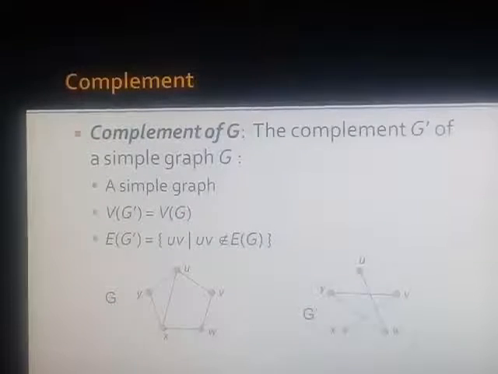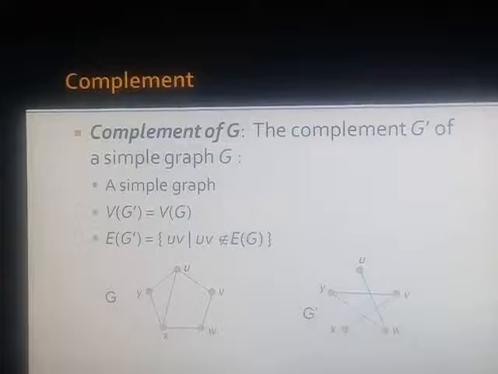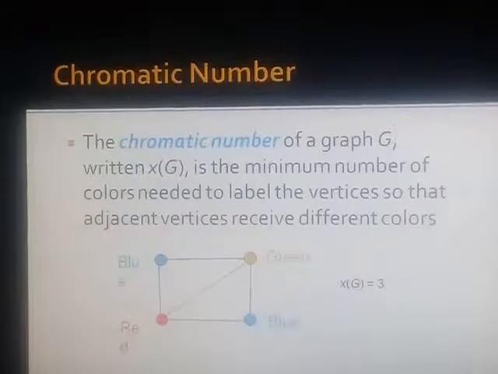Next one is a complement. The complement G dash of a simple graph G: V of G dash equals V of G, and E of G dash equals UV such that UV does not belong to E of G. For example, we have considered the vertices U, V, W, X and Y and the edges UV, UW, UX, UY and WX. To find the complement G dash, the vertices are the same but the edges are not the same in the graph.